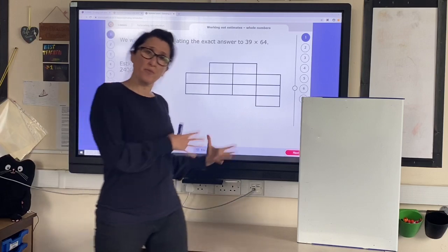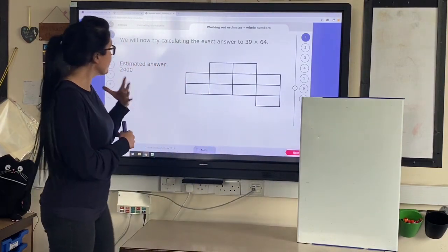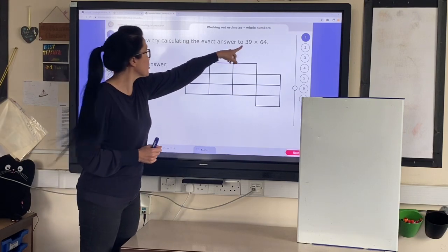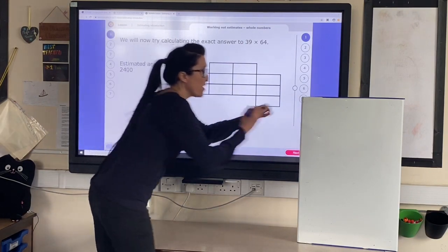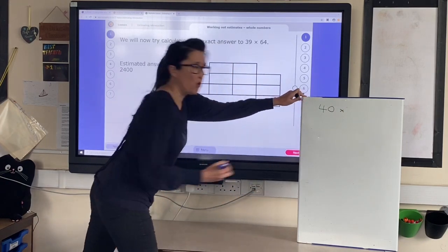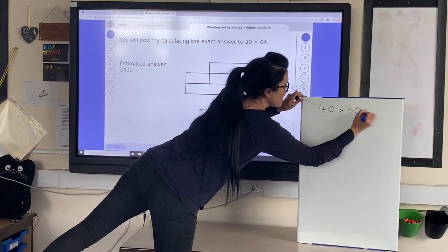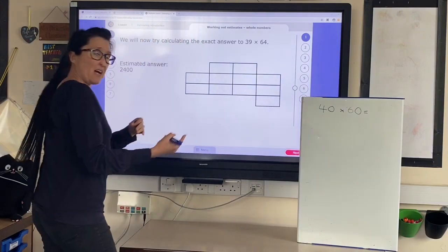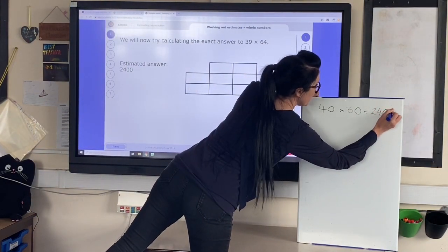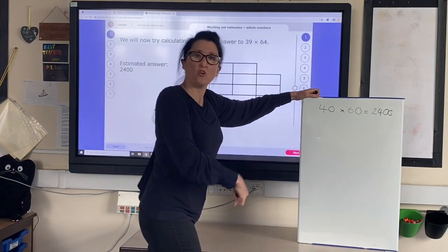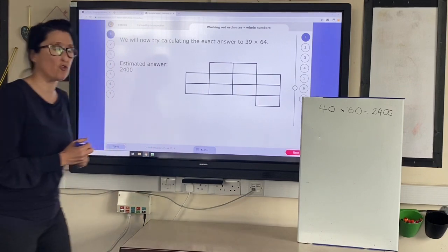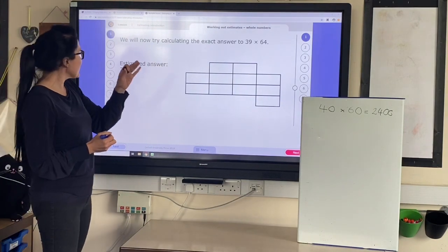So you know from the previous clip that we've just done that they would have rounded these two-digit numbers to the nearest 10, first of all. So 39 would have been rounded to 40, and then 64 would have been rounded down to 60. And you know that 40 times 60 is 2,400. 4 times 6 is 24, times 10 is 240, times 10 again is 2,400. So that is the estimated answer.